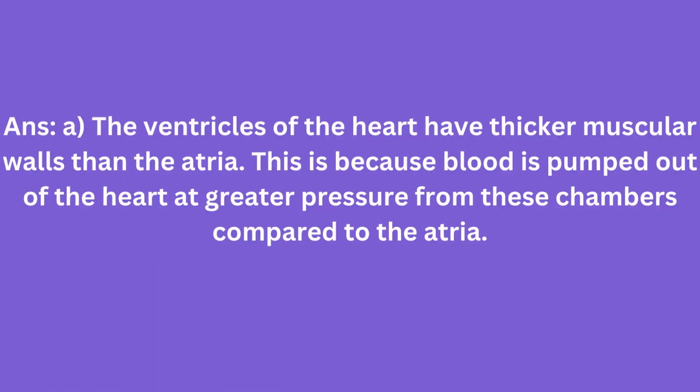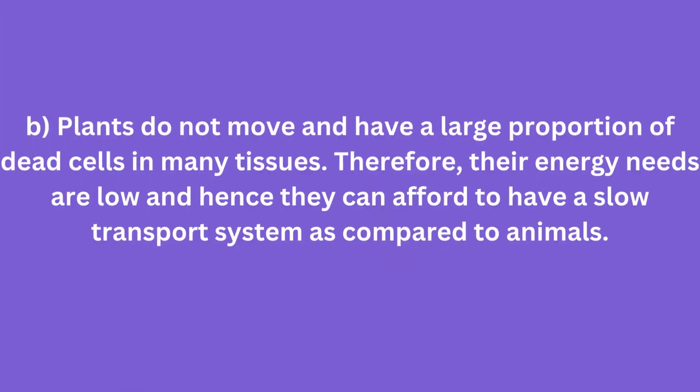Answer: A. The ventricles of the heart have thicker muscular walls than the atria. This is because blood is pumped out of the heart at greater pressure from these chambers compared to the atria. B. Plants do not move and have a large proportion of dead cells in many tissues. Therefore, their energy needs are low and hence they can afford to have a slow transport system as compared to animals.